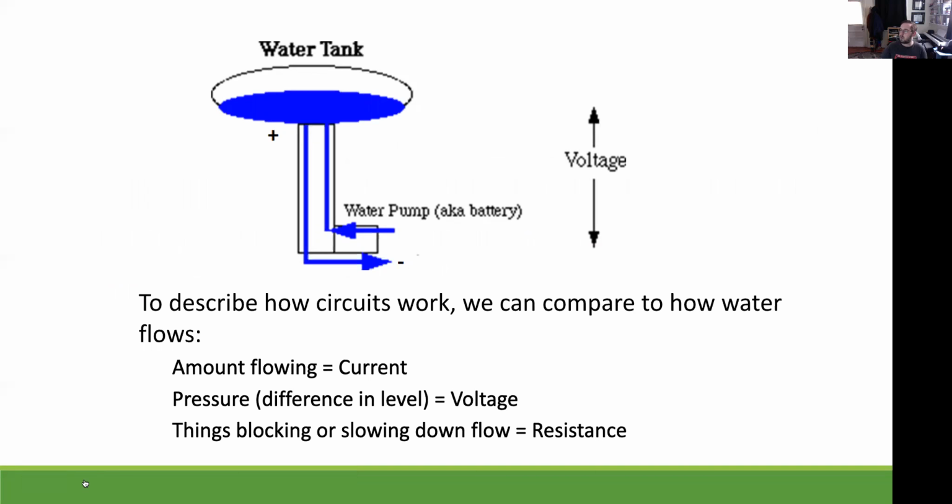So say you had a water tank, which we've described here, with a water pump. That'll be our power source that is pumping the water through the tank in a continual cycle, like so. Essentially, the amount of water moving through this system is the current. If the water was the electricity, the current would be the amount of water flowing through the pipes.